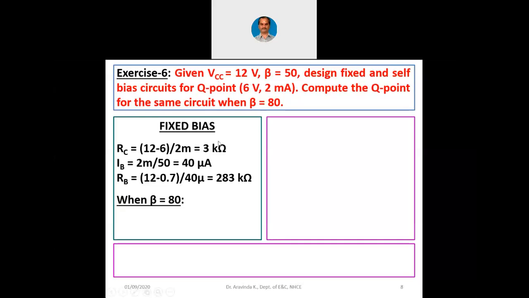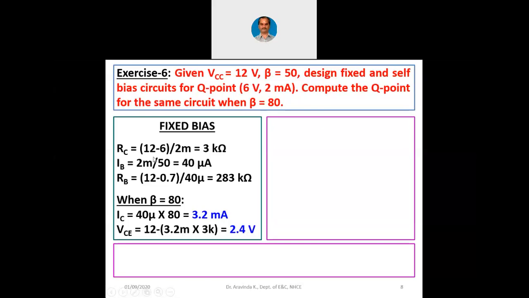When beta equals 80, what happens? Let us see. We will replace the same thing. Now RC value we know, RB value we know. Now we will simply replace that beta equals 50 with beta equals 80. So we can find out IC is 40 microampere into 80 because IB remains the same. IB remains the same because there is only one RB there. So IC is 40 microamperes into 80 is 3.2 milliamperes and VCE is 12 minus 3.2 milli into 3K is 2.4 volts.